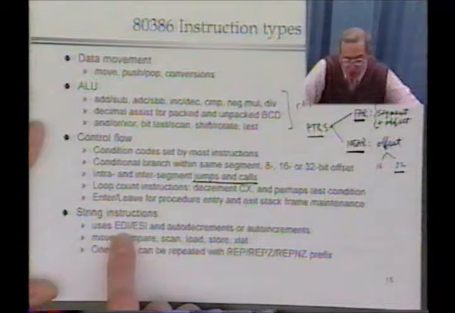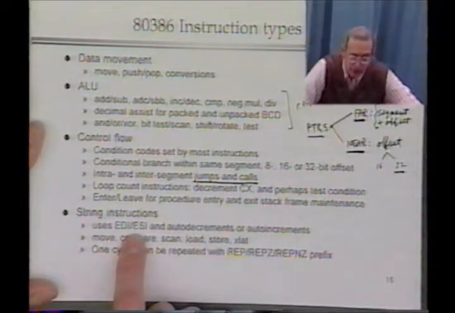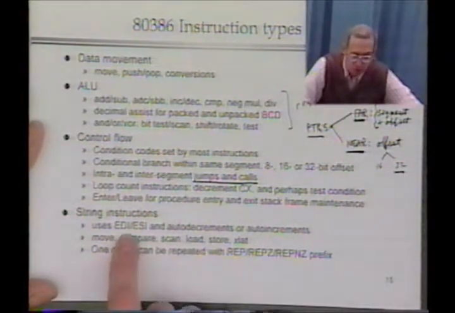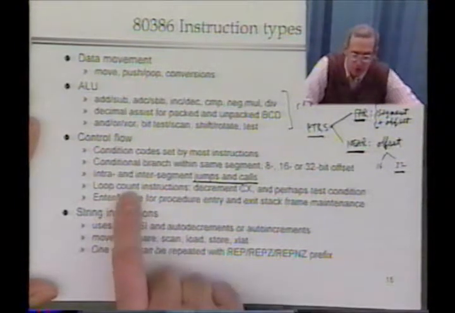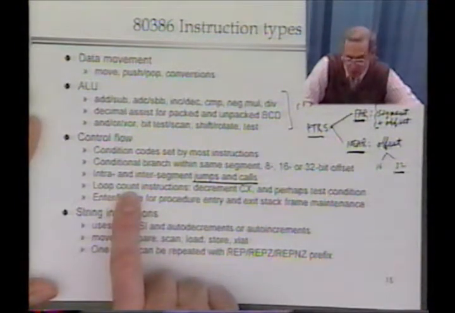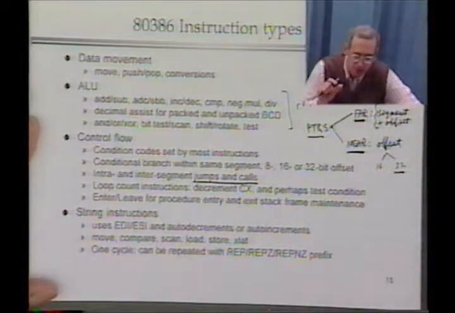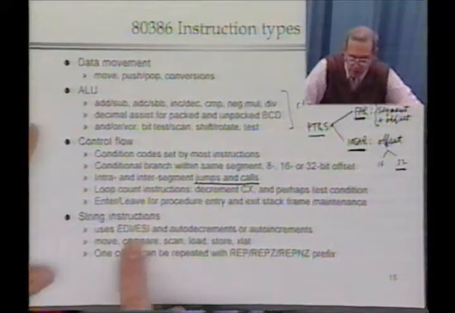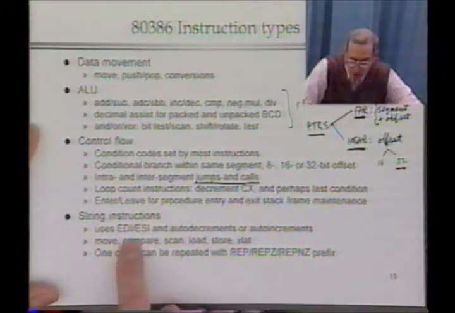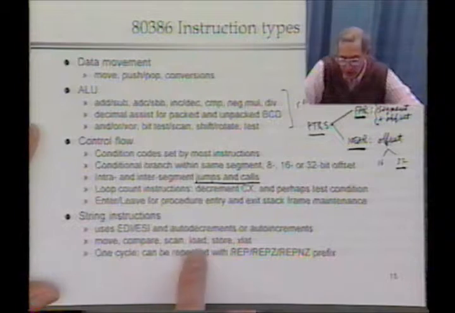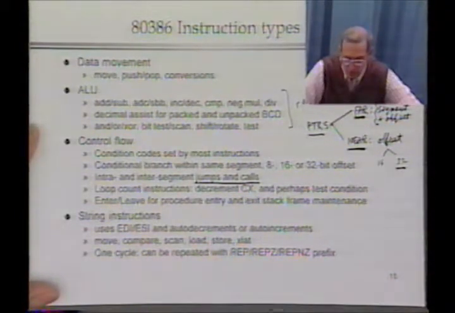Now, in fact, that instruction doesn't do any more than a single byte, and you'll see later how you can either put that instruction into a loop using the loop count instruction, or you can prefix that instruction with a special modifier that says execute that instruction over and over again until the loop count goes to 0. Those string instructions are used for moves, compares, scans, loads and stores, and so forth.